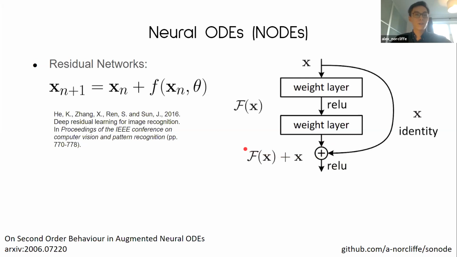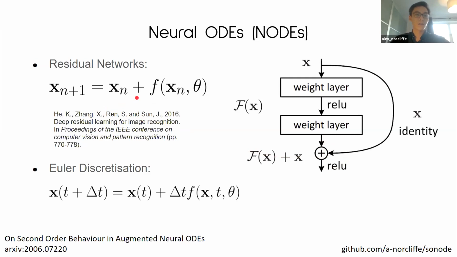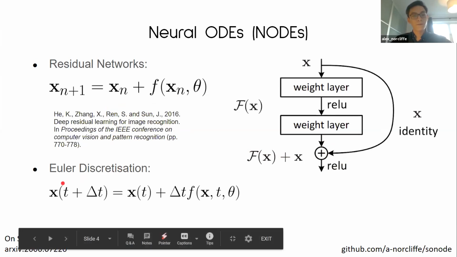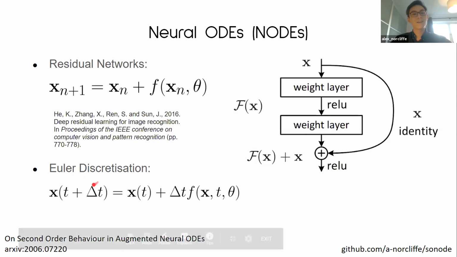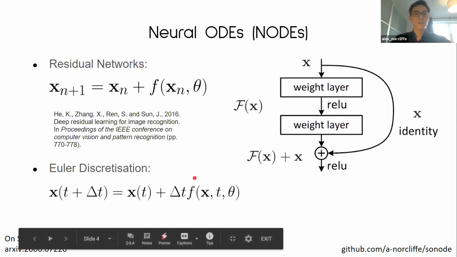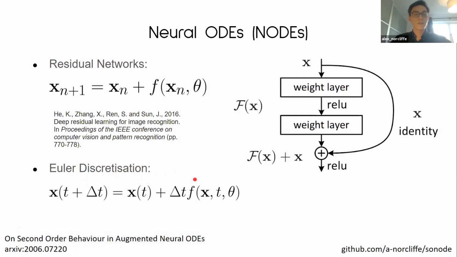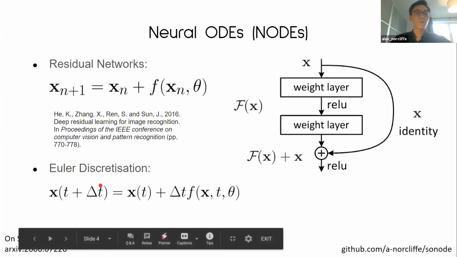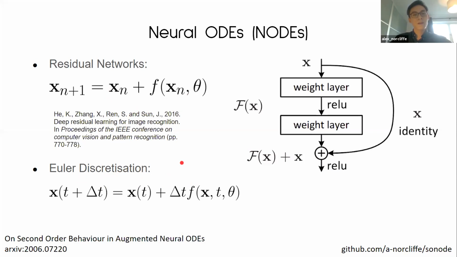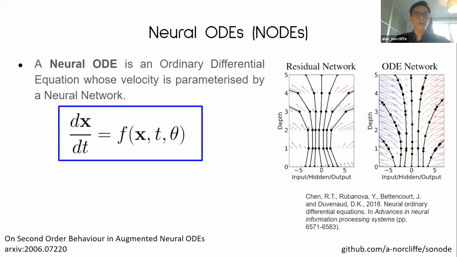But a key observation of this is that this equation here looks a lot like an Euler discretization. So if we consider for a moment some trajectory, some x that's defined at all time, well, we can solve it when we have x of t plus delta t. It's x of t plus delta t times f, where f would be the velocity. And if you make delta t 1, then these equations are the same. And the question is, what happens when you make delta t smaller and smaller? Well, in that limit, you get a neural ODE.